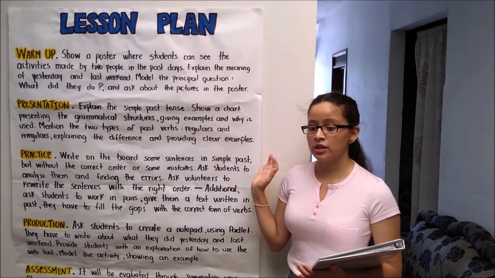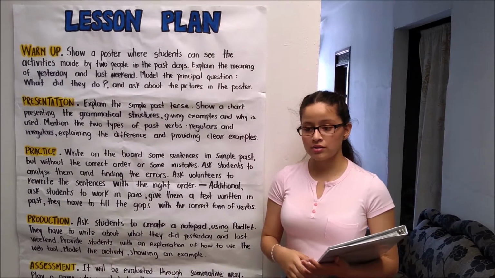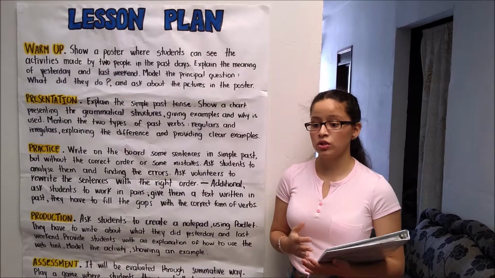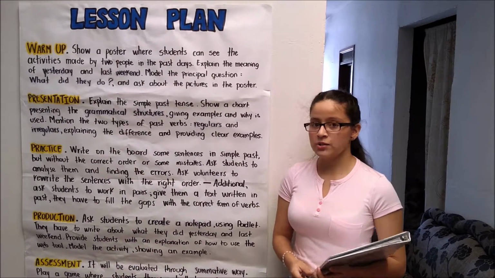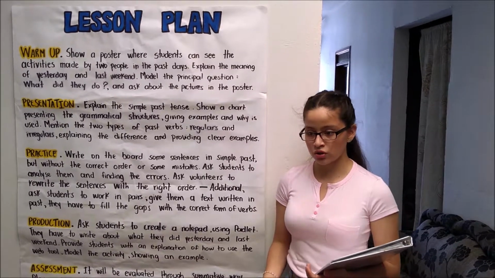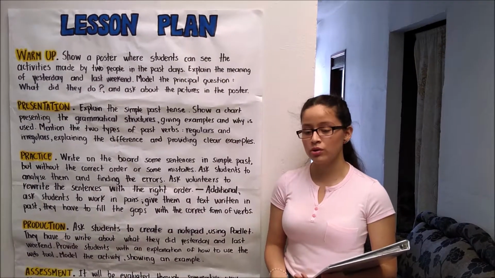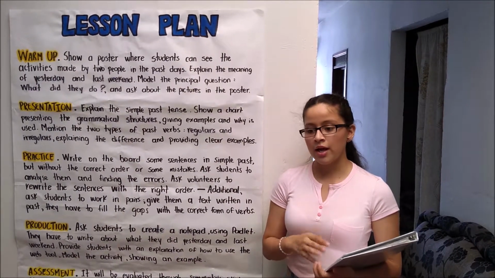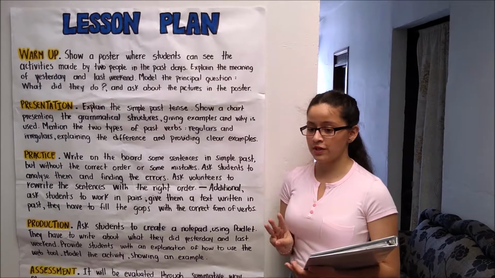This lesson plan is focused on 7th grade and is based on the topic past simple. As the main aim, it has to understand and use past simple structures in oral and textual productions about past events. And it has 3 specific objectives.